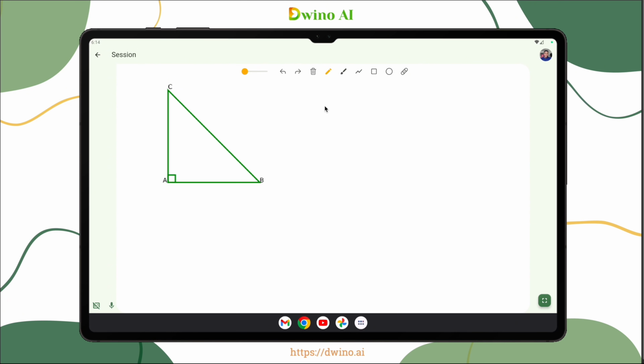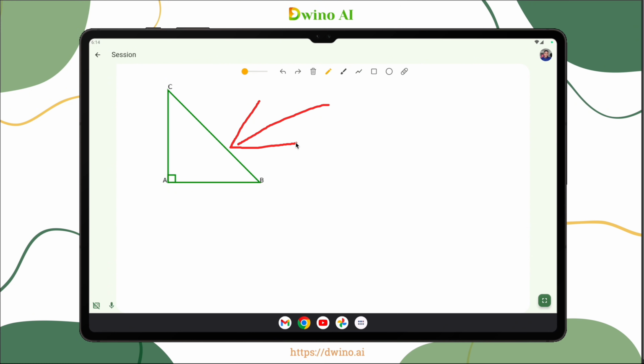Yes, if I understand correctly, you said this one is the hypotenuse, right? And how can I calculate its length? Yes, you are right. The side BC is the hypotenuse. You can calculate the length of the hypotenuse using the Pythagorean theorem.